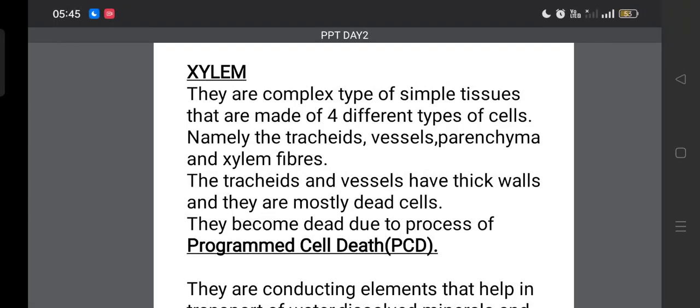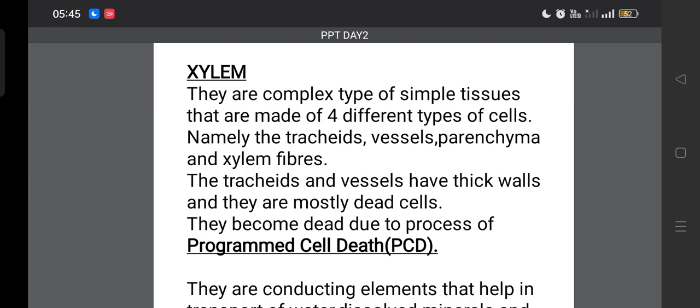Okay, now we are going to talk about the xylem. Last class we discussed that we have two broad categories of complex tissues, that is the xylem and the phloem. Now, the xylem is a complex tissue which is made up of four different types of cells, namely the tracheids, vessels, parenchyma, and the xylem fibers. It is also called xylem tracheids, xylem vessels, xylem parenchyma, and xylem fibers.